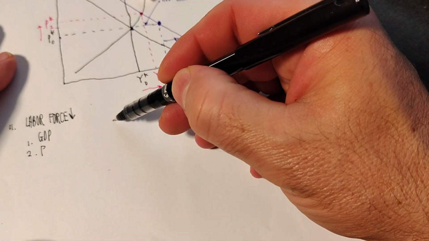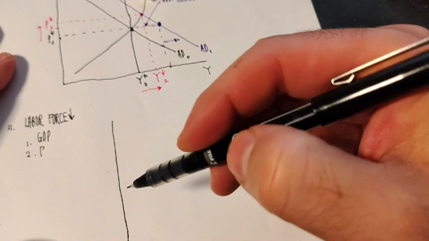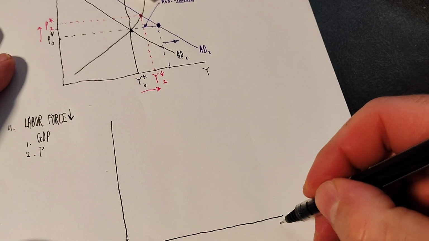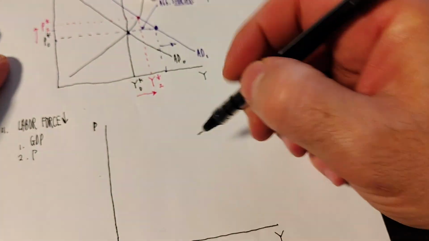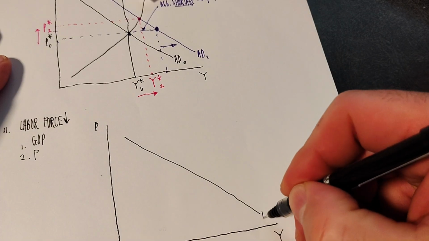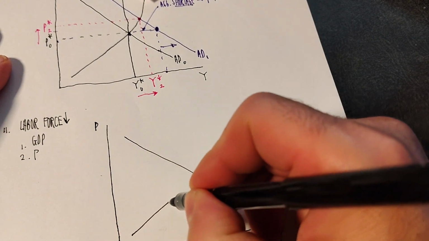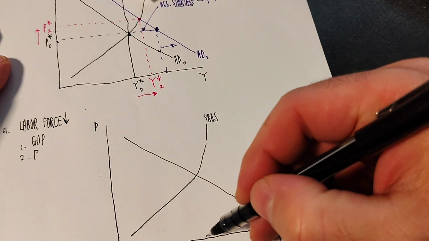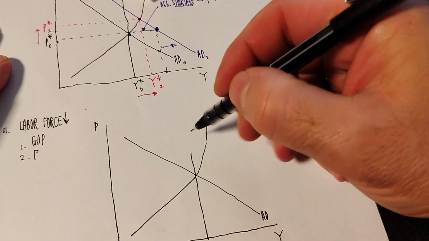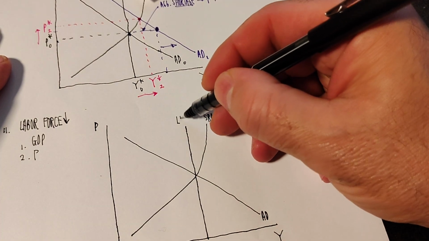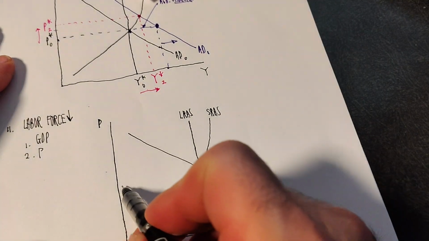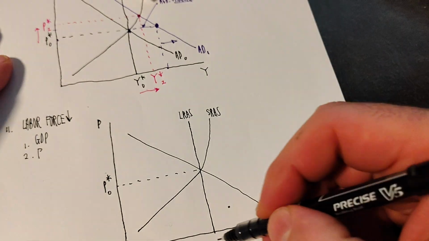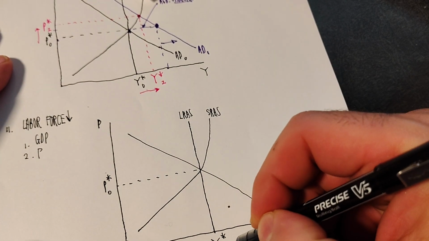Once again, we're going to start with some initial equilibrium allocation that is consistent with long-run equilibrium. Aggregate demand curve, short-run aggregate supply, and long-run aggregate supply. P star 0 and Y star 0.